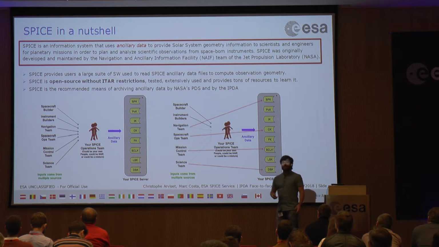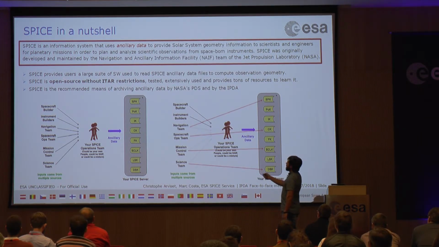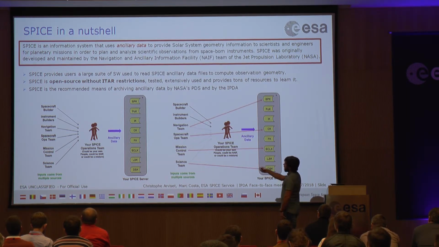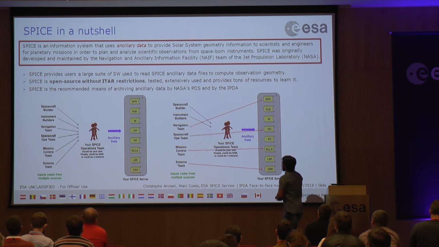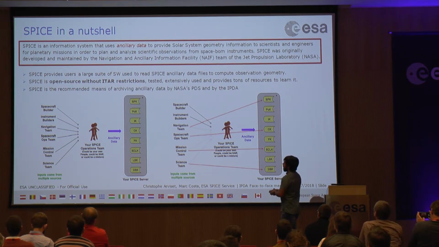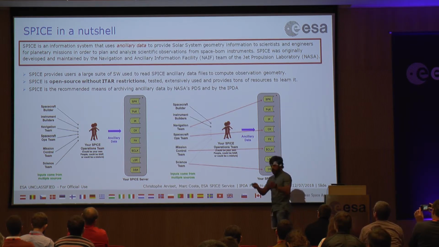So, what is the solution? The solution is SPICE. In a nutshell, that's the motto. SPICE is an information system that uses this type of data to provide solar system geometry information, including the Earth, to scientists and engineers in order to plan and analyze scientific information from space instruments. It was originally developed by NASA, at JPL, and basically, because if you do a list, I think it has to have 3 elements.